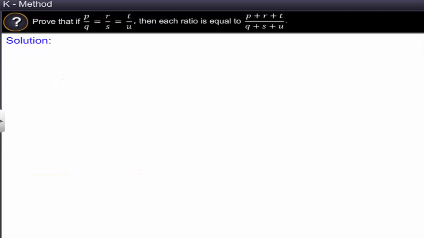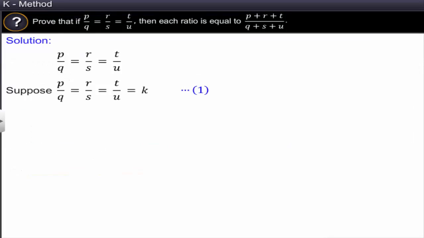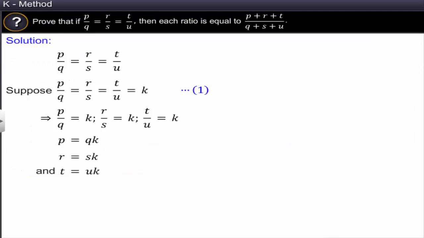We are given P by Q is equal to R by S is equal to T by U. Now, by the K method, each ratio can be taken equal to K. Let's take this as equation 1. Equation 1 can also be written as shown here. This implies that P is equal to QK, R is equal to SK, and T is equal to UK. Let's take these as equations 2, 3 and 4, respectively as shown.